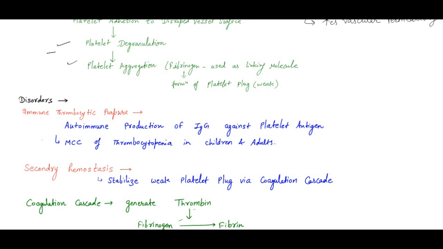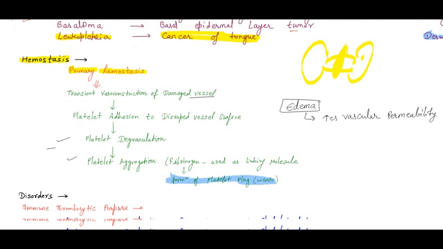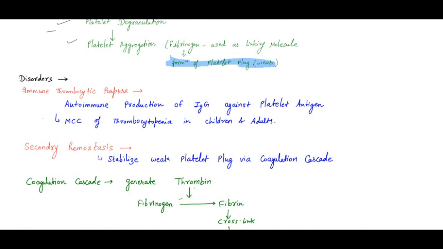So remember for the primary hemostasis, you don't need to remember everything here. Remember that it leads to the formation of the platelet plug, that is the weak formation. If you have a problem in the primary hemostasis, it can lead to disorders. So what disorders can we have? We have immune thrombocytopenic purpura. What is it? It is autoimmune production of immunoglobulin G against the platelet antigens. And remember, it is the most common cause of thrombocytopenia in children and adults.